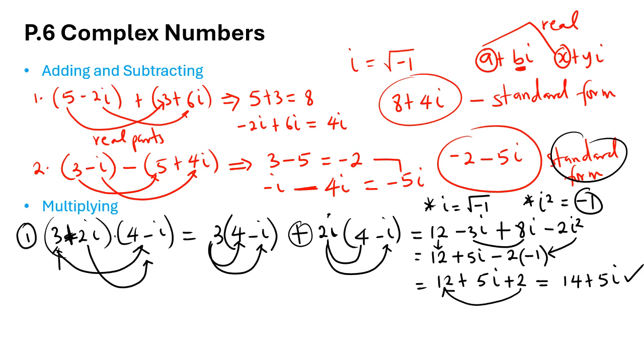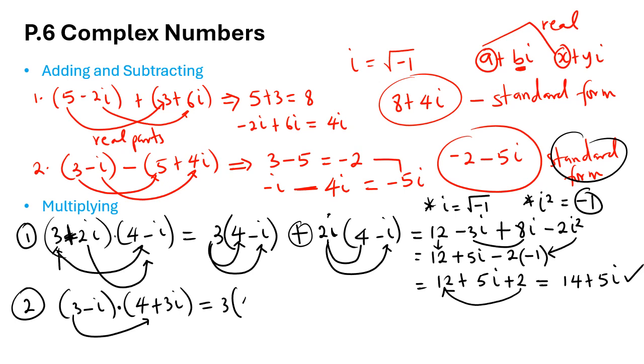Let's call this example 1. Let's do another example. Let's say 3 minus i times 4 plus 3i. I know this is multiplication because the sign here is a dot. Again, I will just distribute by parts. It will be 3 times 4 plus 3i, then I have minus i, which must be distributed to 4 plus 3i.